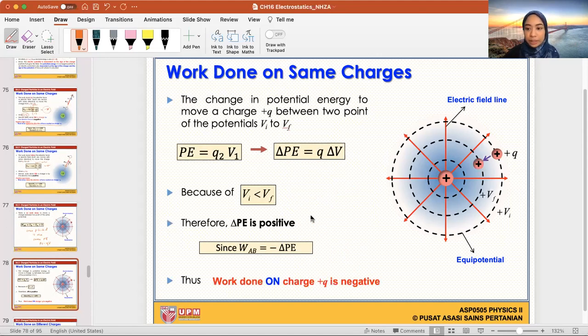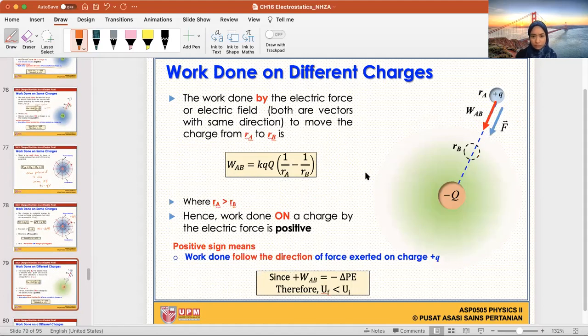Okay, and when we move a positive charge towards this one, we are moving it towards a higher potential. So this charge will have a gain in PE. Remember, gain in PE equals a negative work done, because W is minus delta PE. So if I'm gaining PE, it's a negative W. If I'm losing PE, it's a positive W. I think by now it's okay, we have repeated the concept many times.